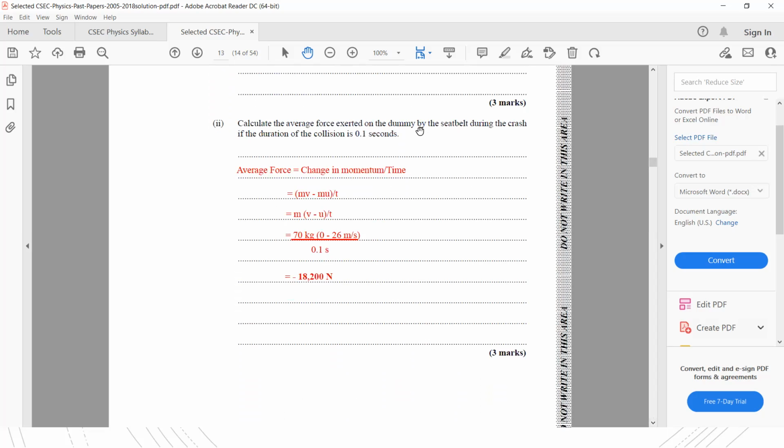Average force exerted on the dummy by the seat belt. Now, force is equal to change in momentum over time. The rate of change of momentum can give us the force, because we know that force is equal to mass times acceleration, and mass times acceleration is the same as the rate of change of momentum. So we calculate the change in momentum over time, and that gives us the force of 18,200 newtons.